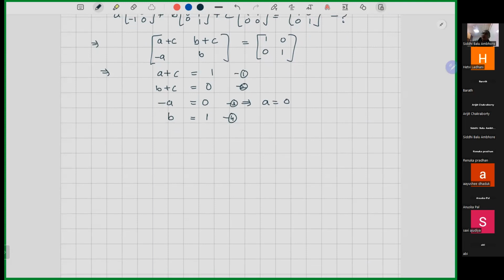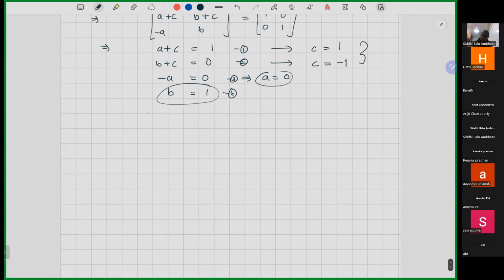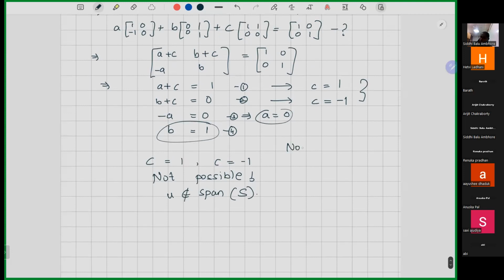So what we said is that from the first equation, we get C is equal to 1. And if I take the second equation, I get C is equal to minus 1. Okay. So for these A and B which we got here, we get two different values of C as per the equations. So C is equal to 1 and C is equal to minus 1. So this is not possible, right? So U doesn't belong to span of S.